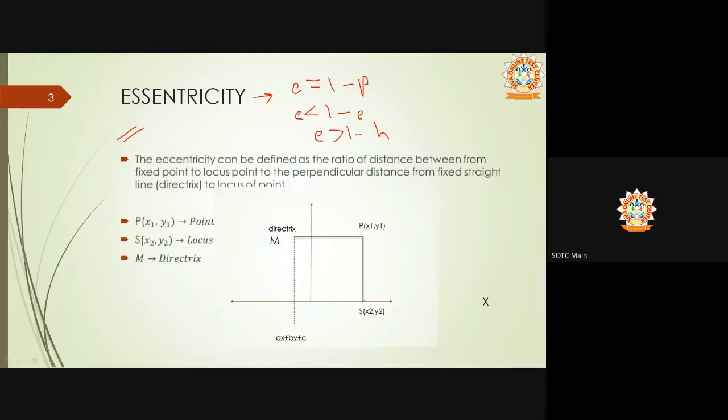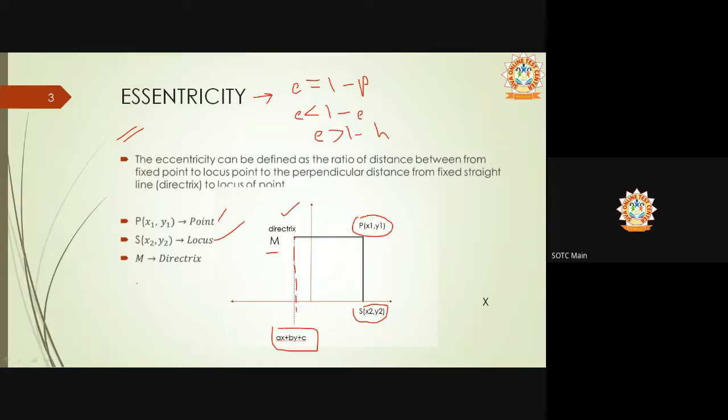Let us suppose I am considering a point S, that is your locus, x2 y2, and the point P, which is your fixed point, x1 y1, and there is a line called a directrix denoted by M. The line is represented in the form ax plus by plus c, or you can also represent it in the form lx plus my plus n, right?